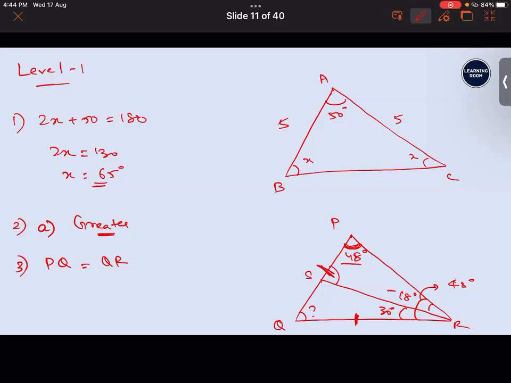Sir, no, sir, we have to find QR. This angle, P. 60. 180 minus 66. How much is it? 140. Or else I could have done this thing also. If I take this as x, for example, exterior angle is equal to sum of opposite interior angles. 48 plus 18. That would have been 66. So if this is 66 and this is 30, then how much will this angle be? 180 minus 94. It will be 6, right?